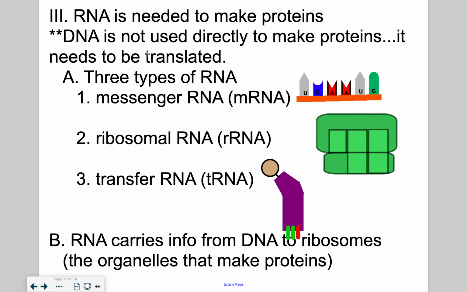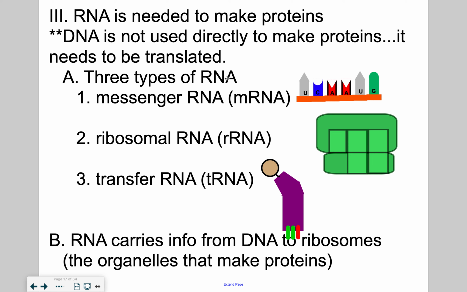So DNA is not used directly to make proteins. It needs to be translated. And how it's translated is through a molecule called RNA, ribonucleic acid. Okay? So RNA is needed to make proteins. It serves as an intermediate molecule because DNA never leaves the nucleus.